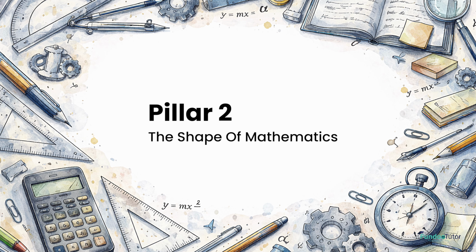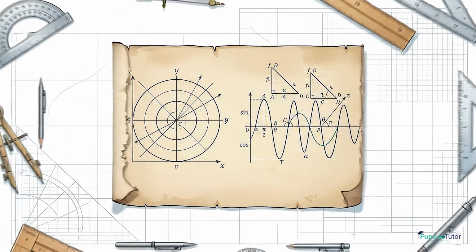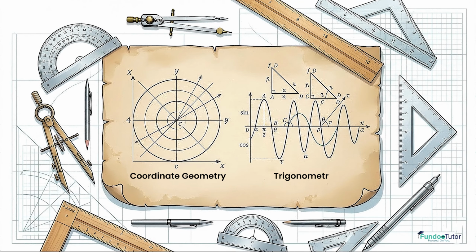All right, let's move on to our second pillar, the shape of mathematics. This is where it gets really cool, because we take all that language of algebra we just talked about, and we use it to describe the world of shapes, space, and angles. So in this section, you're going to cover everything from straight lines and circles on a graph, all the way to the deep relationships between angles and lengths that you find in trigonometry. It's all about making those abstract ideas something you can actually see and measure.